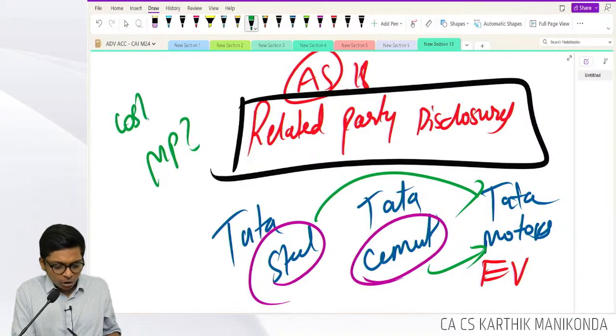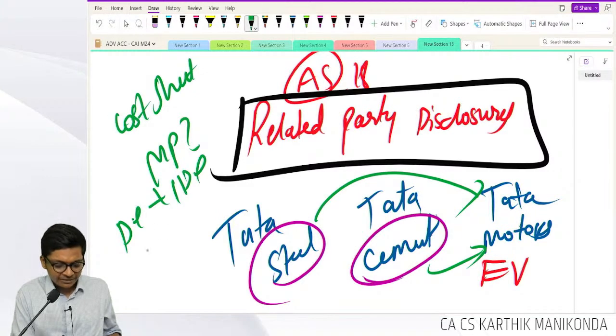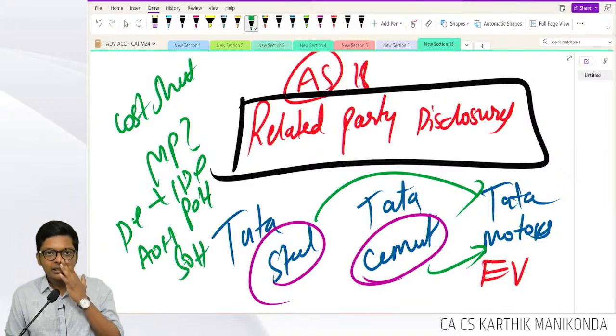No. You remember the cost sheet? Cost sheet has direct expense plus indirect expense. We have admin overhead, production overhead, selling overhead. Selling overhead includes marketing expense. Adding all this only, we find cost per unit.